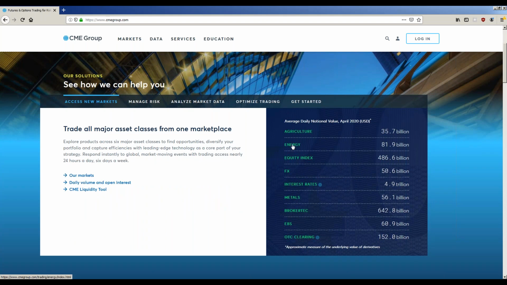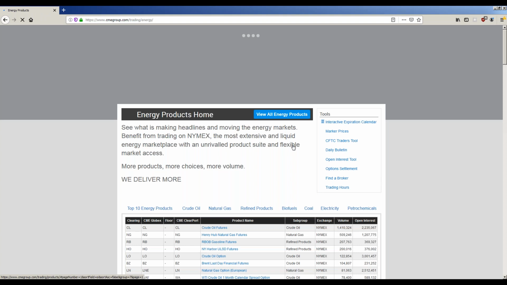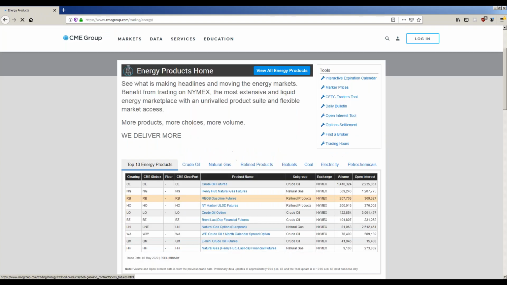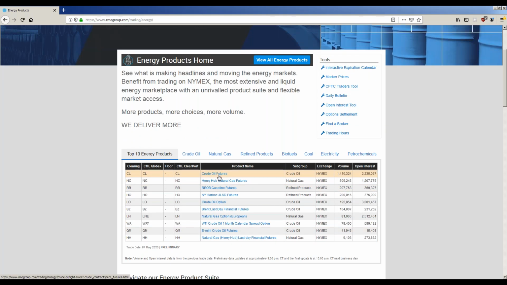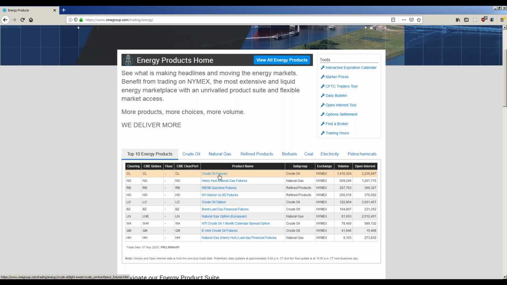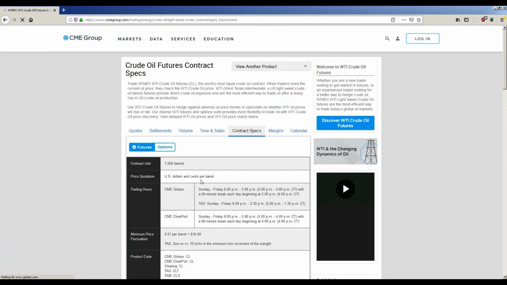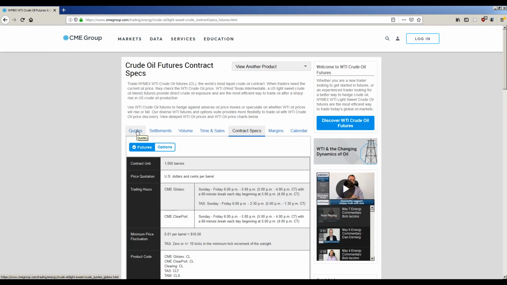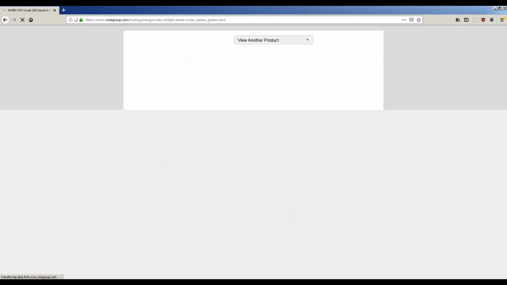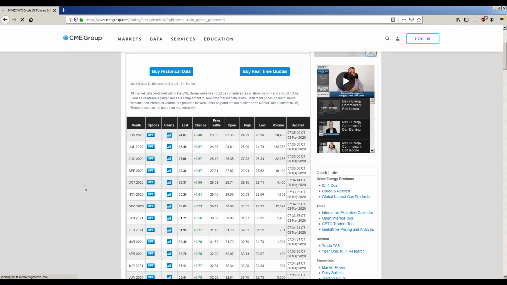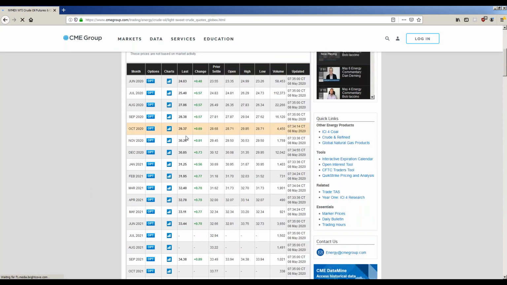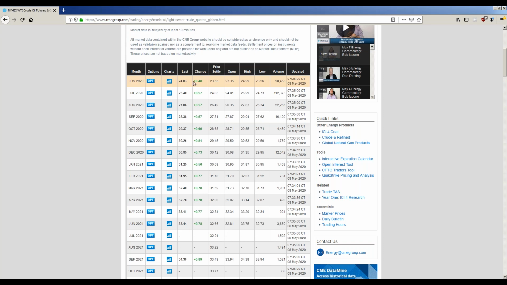So on this website, you click on energy. And then we go to crude oil futures. It's the first one listed here. And then we go to quotes. And here are all the upcoming futures contract prices. Okay, AvaTrade is currently on the June contract. We rolled over to June when the last one was about to expire.